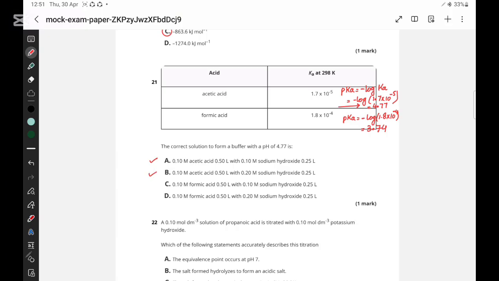Then one thing about buffer solutions: buffer solutions are made when half of the weak acid is neutralized.